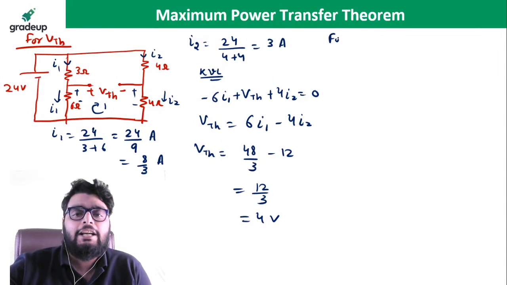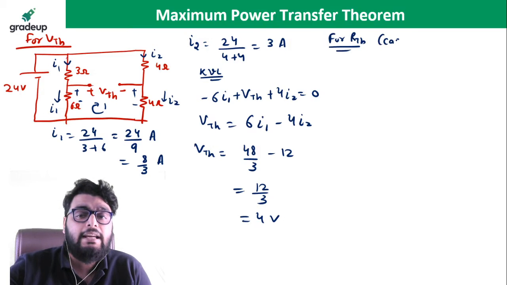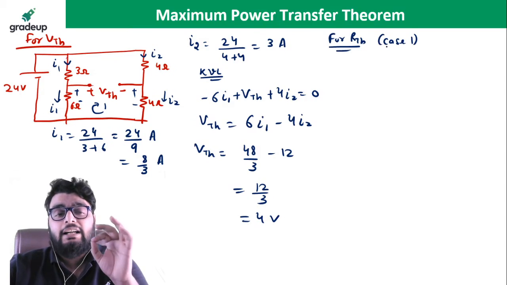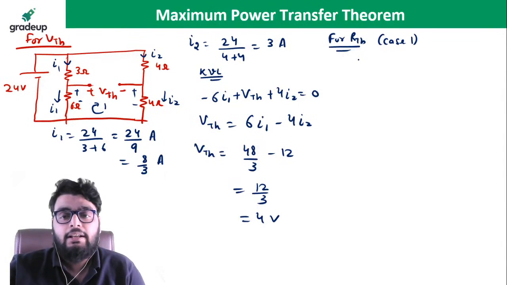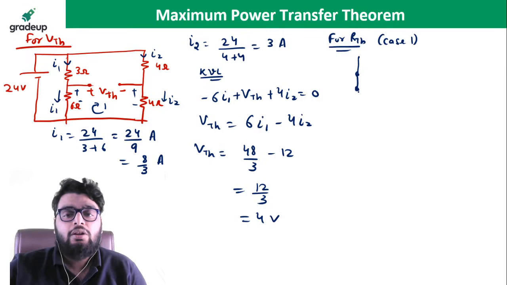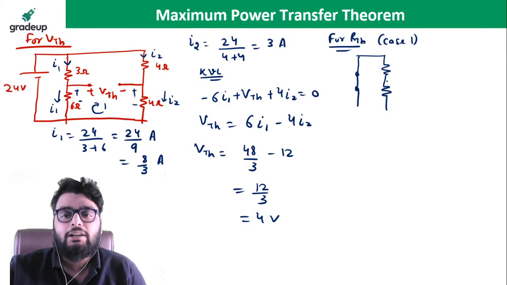Now for RTH, this is case 1, because it does not contain any dependent sources. So for RTH, what can I do? I can redraw my network like this.